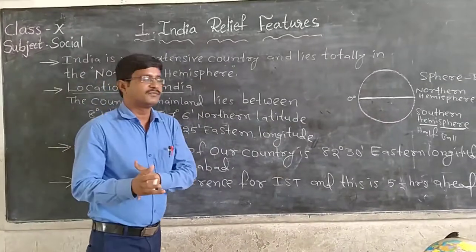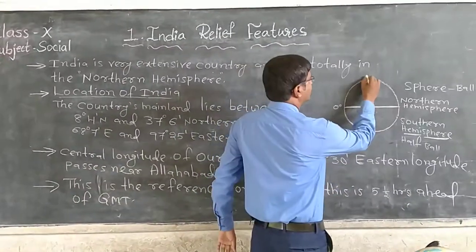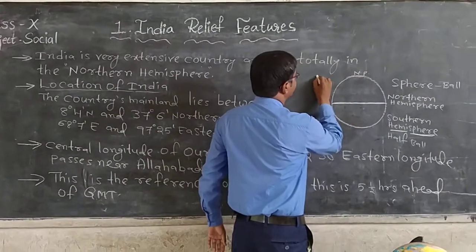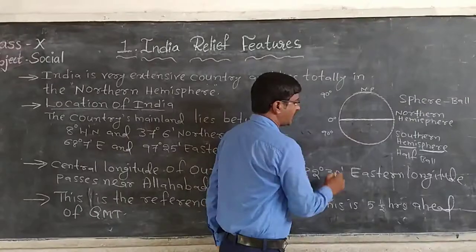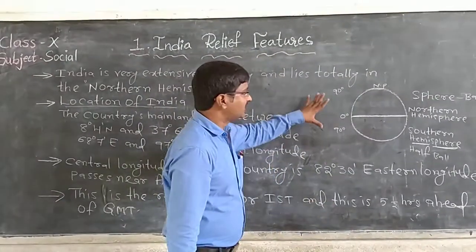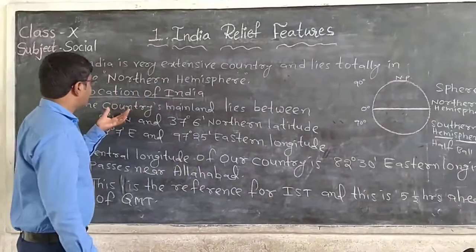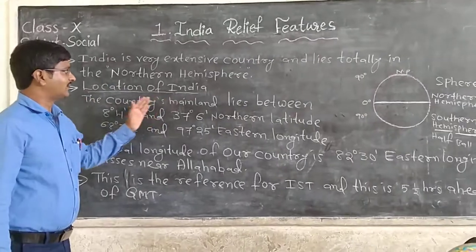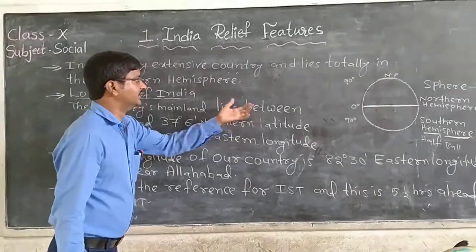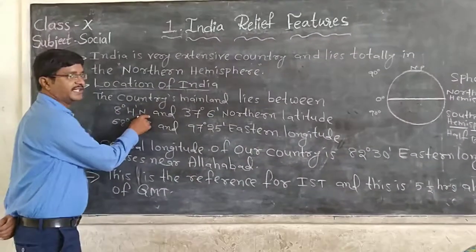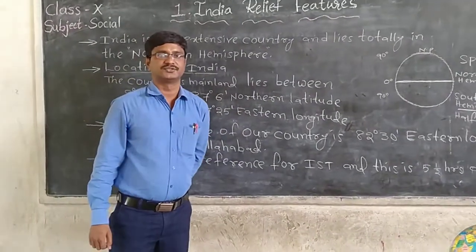So then what is the location of India? Just now I told you, this is equator, 0 degree latitude. Like that, towards the north side there are 90 degrees latitudes, and towards the south side there are 90 degrees latitudes. So in which latitudes India is located? Our India's mainland lies between 8 degrees 4 minutes northern and 37 degrees 6 minutes northern latitudes.